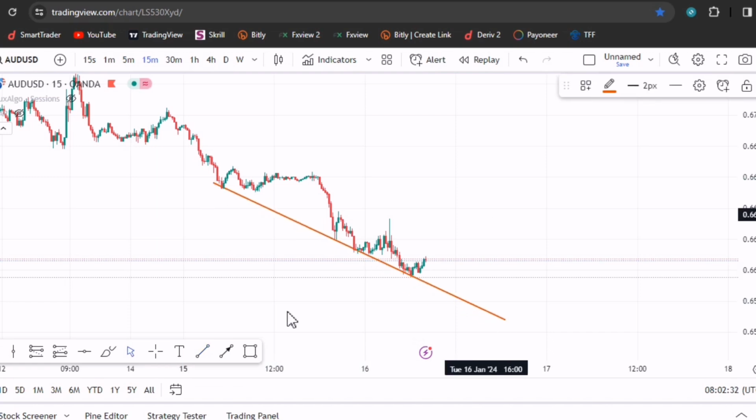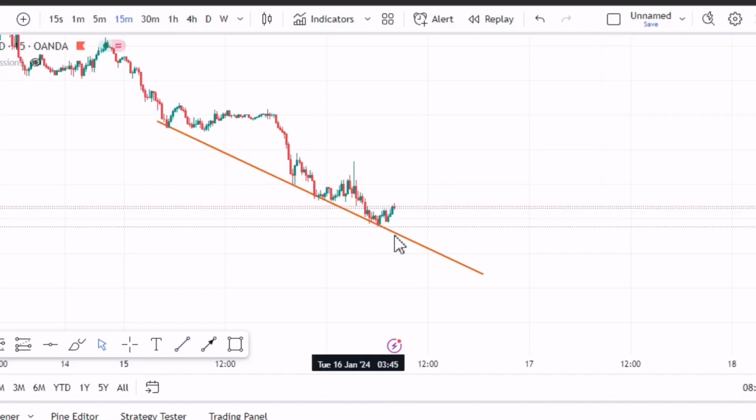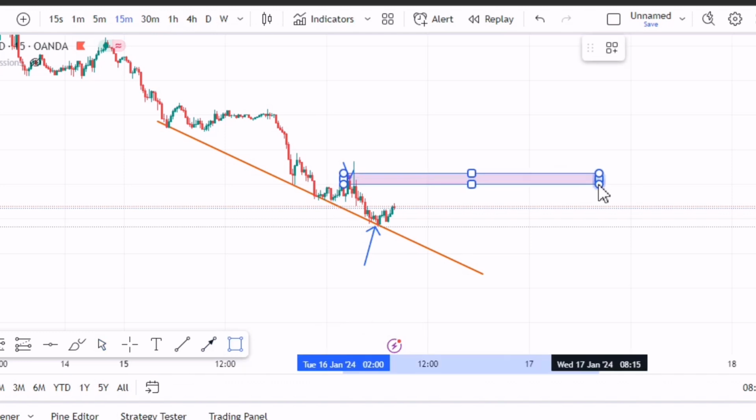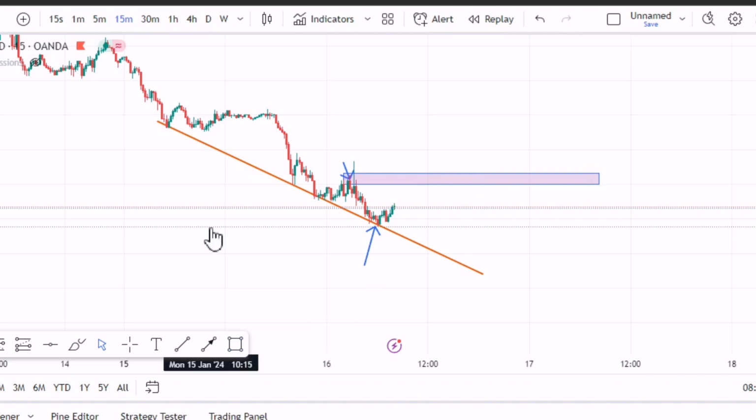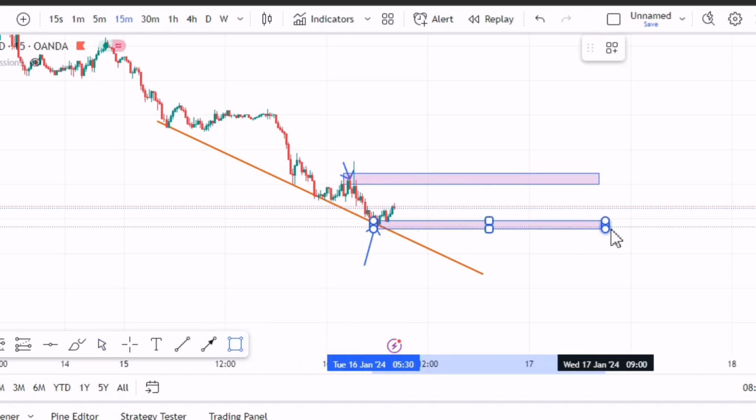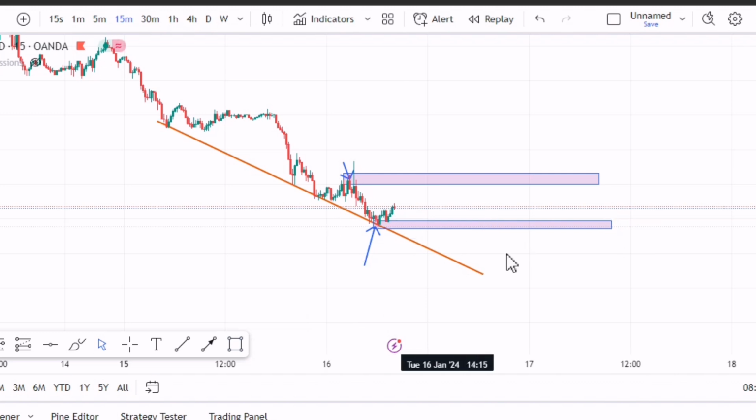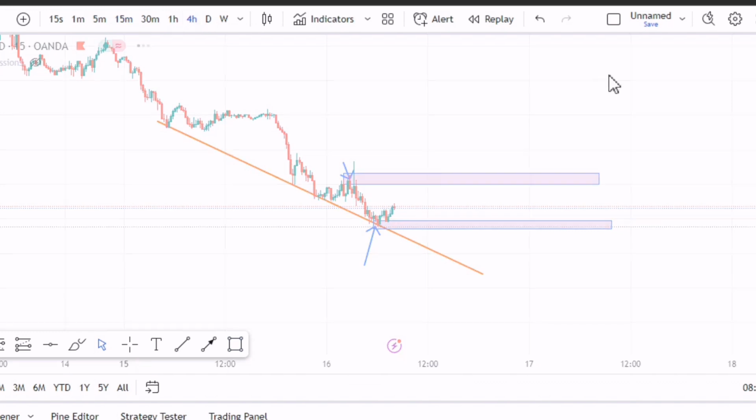You can just wait and see how price is going to react in terms of the last two turning points. You had that one, and then you had that one. For you to have a good confirmation of a buy entry, price would have to close above the last turning point. But if it closes below that turning point, then it means price will continue selling. And then you go to a higher time frame to find your targets.